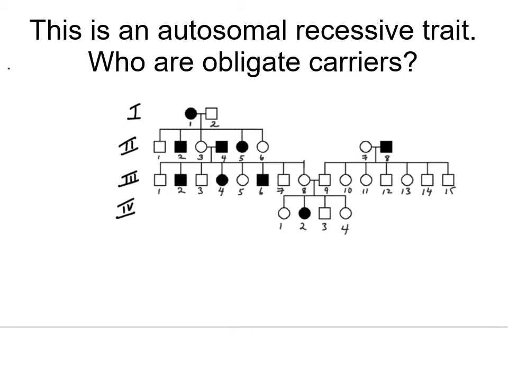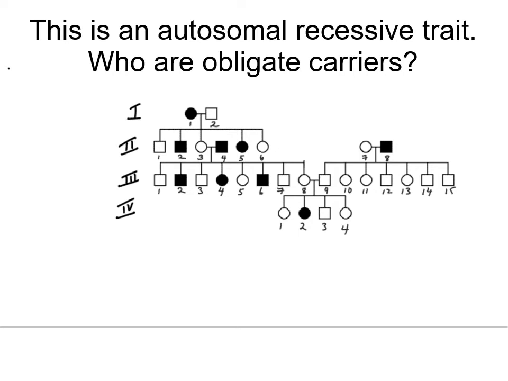Okay, so here's an autosomal recessive trait. Who are the obligate carriers? Okay, so the way to look at this is, well, two ways, really. If somebody shows the trait, then they're little a. And so they will give a little a to each of their children. So any child of an affected parent will necessarily be a carrier. They have to have that one of their alleles came from their affected parent, and so that's what they have to have. The other obligate carriers have to do with anybody that has an affected child.